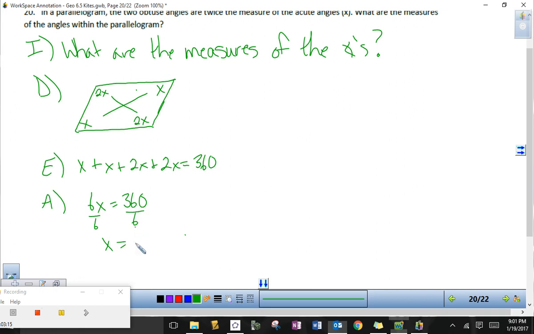36 divided by 6 is 6. Just drag down that 0. Okay, so x is 60 degrees. So I know that these two angles are 60. But I still have to go find the other two. So I'm taking 2 times 60 and then 2 times 60 again. And that, of course, gives you 120 degrees.